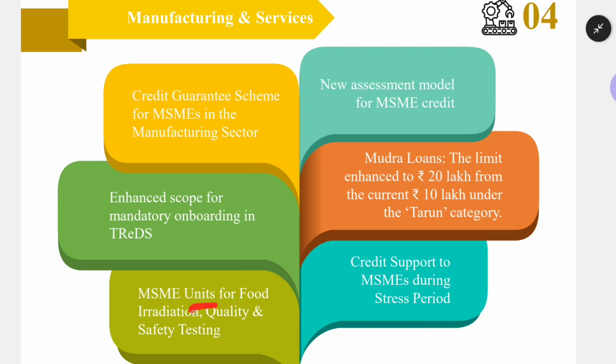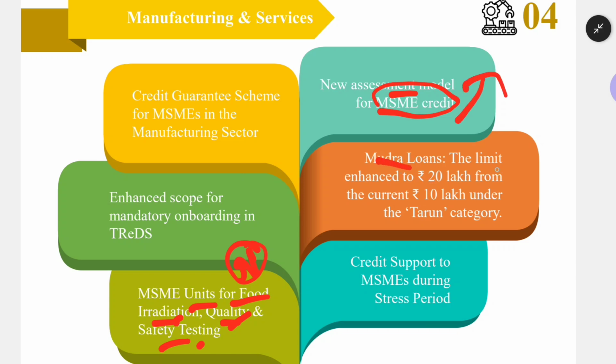Then MSME units for food irradiation, quality and safety testing. Whatever the MSME related products will be there, the government of India will take care of food irradiation in that. Food irradiation is nothing but fortification of food, to make it more nutritious. Along with that, the government of India also goes for standardization and quality assessment by giving certifications. New assessment model for the MSME credit. Okay, very normal and general one.